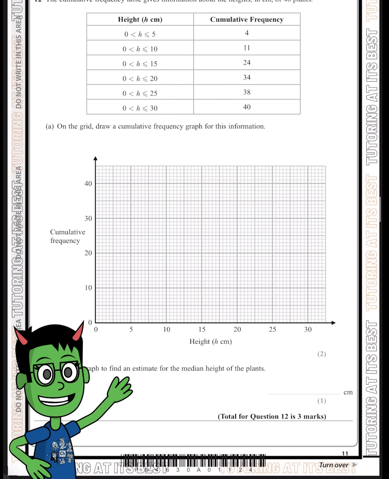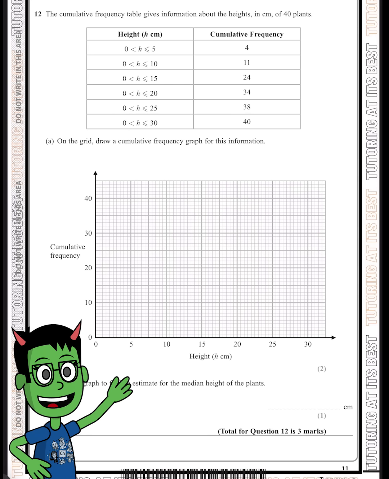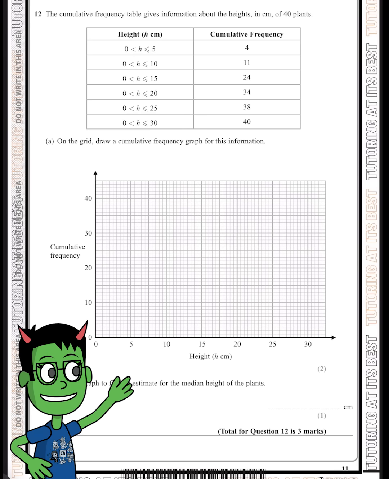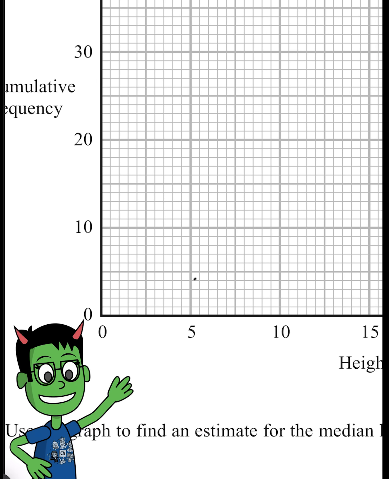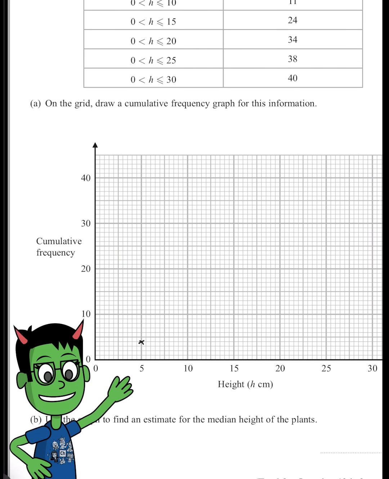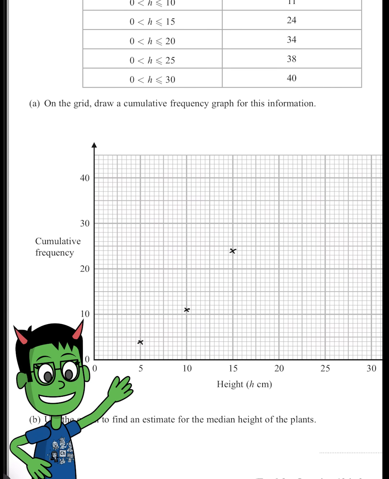Okay, let's move over to question 12, cumulative frequency. So it gives us some information about the heights in centimeters of 40 plants. On the grid, draw the cumulative frequency graph for this information. So again, we're going to straight go in with the height being 5 centimeters and the cumulative frequency being 4. And then for 10, we'll have 11. And for 15, we'll have 24. For 20, we'll have 34. And for 25, we'll have 38. And then for 30, we'll have 40.